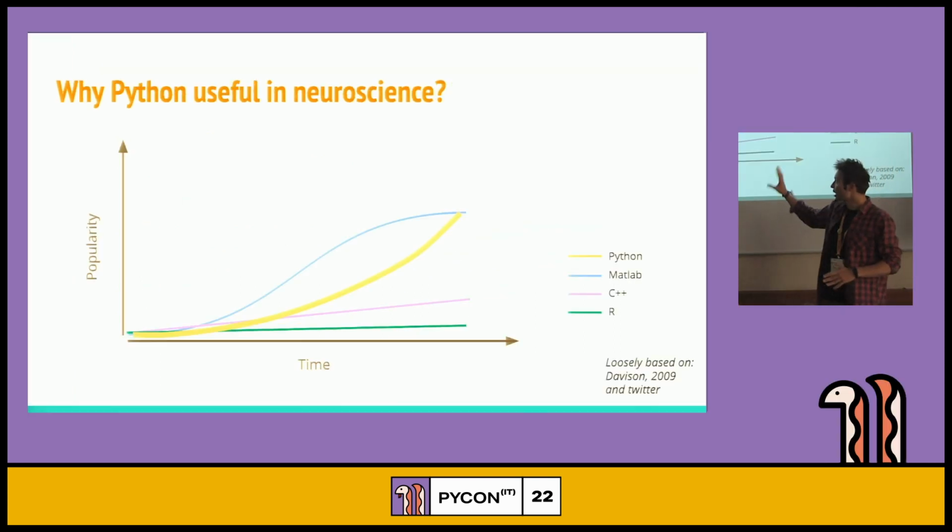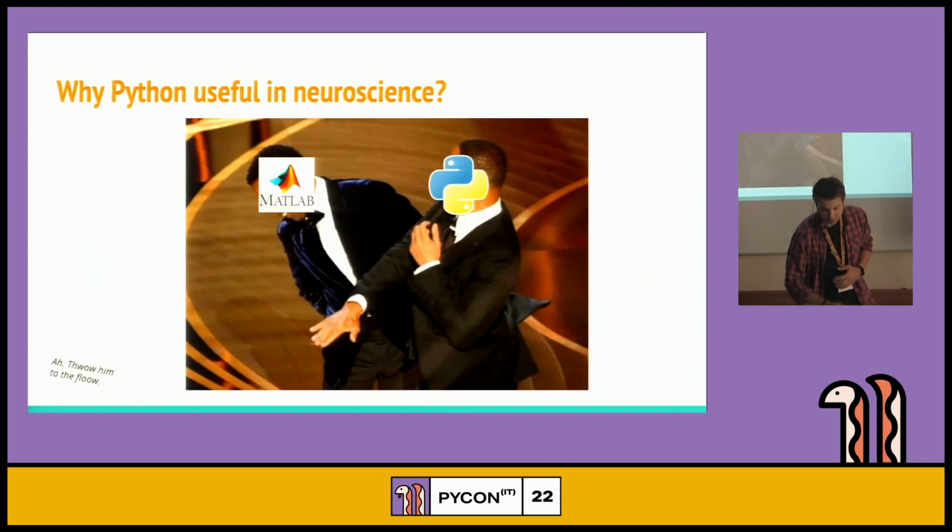When it comes to numbers, I think the popularity of technologies that we use in neuroscience looks pretty much like this. As you may notice, there's something interesting going on over here. I mentioned that MATLAB used to be quite popular, but I think we are living in quite interesting times, where something like this happens.